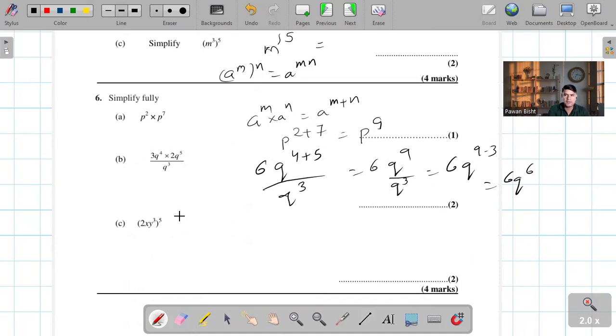(2xy^3) to the power 5. So we can write it 2 to the power 5 and x to the power 5 and y^3 times 5, y^15. Remember which property we apply here? Right, this property, a to the power m outside n, a to the power mn, right? So 2 to the power 5 is 32, x^5, y^15. Is that clear? Right? Okay, next question.